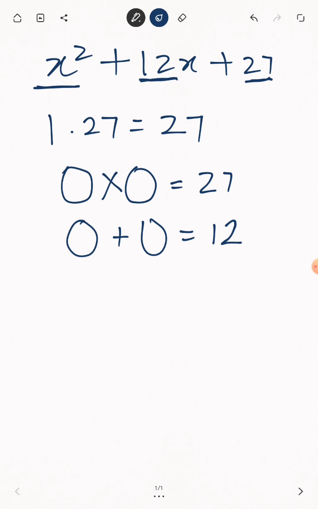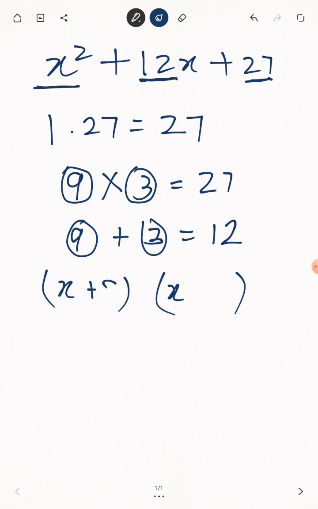Now let's see. 9 times 3 is 27, and 9 plus 3 is also 12. So what are the factors? Our factors are positive 9 and positive 3. So what we're going to do is make two parentheses here. We'll write x, and since both the factors are positive, one factor is positive 9, the other factor is positive 3. That's how you factor the quadratic equation.